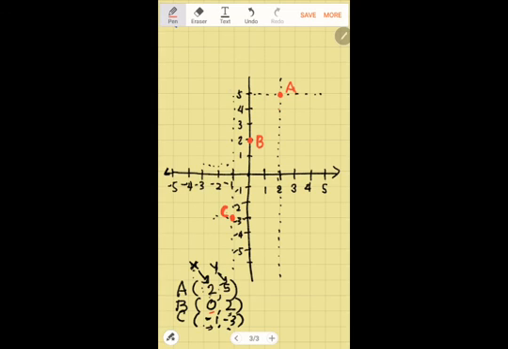So that's what we call straight line graph and coordinate points.